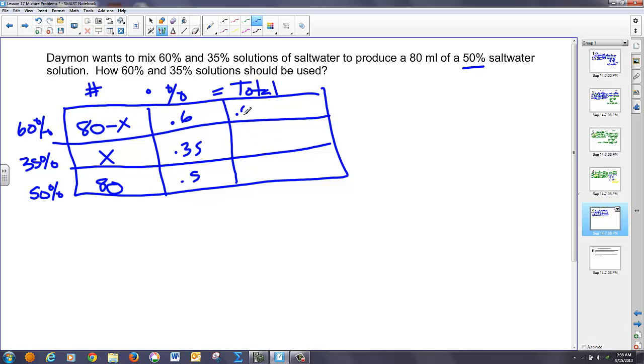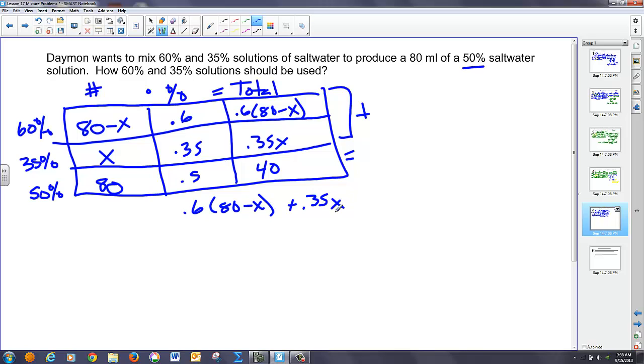Multiply across, get 0.6 times 80 minus x, 0.35x, and 50% of 80 is 40. Write my equation. These two are combining to equal a total here. So I have 0.6 times 80 minus x plus 0.35x is equal to 40. I'll distribute. 80 times 0.6 is equal to 48 minus 0.6x plus 0.35x is equal to 40.